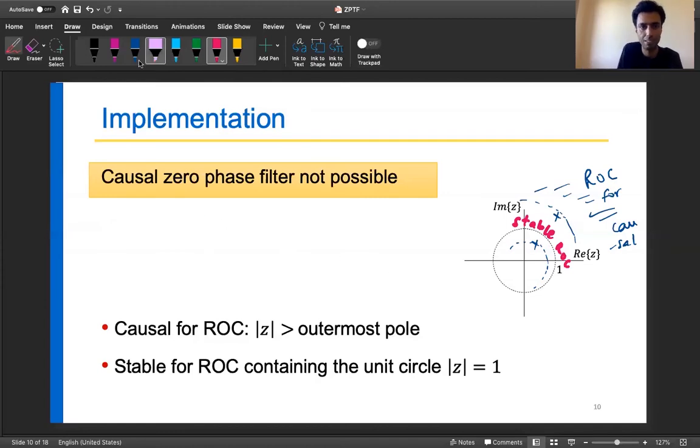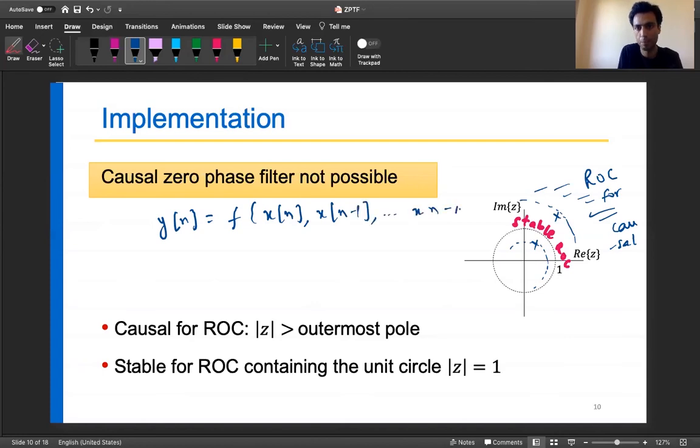Just to remind you, causality means y[n] is a function of x[n], x[n-1], and so on up to x[n-N], some capital N, and y[n-1], y[n-2], and so on, right? It cannot depend on future values. That is the meaning of causality. I hope this is clear.